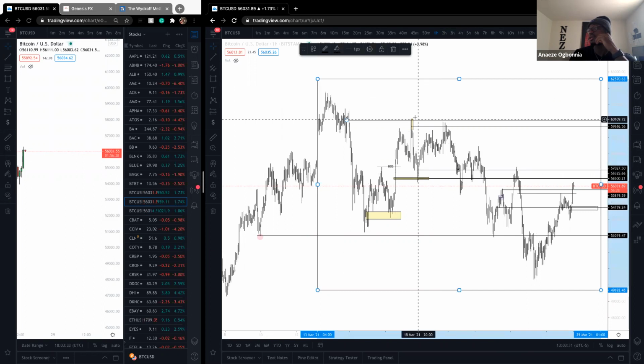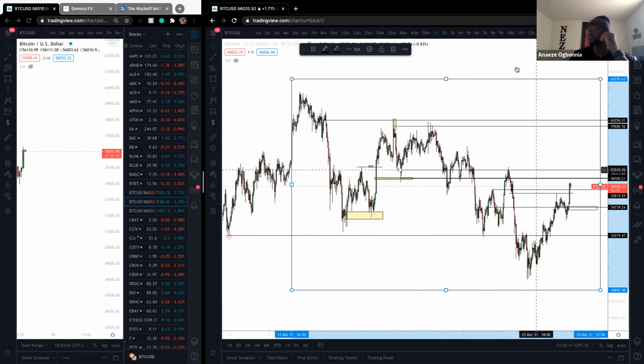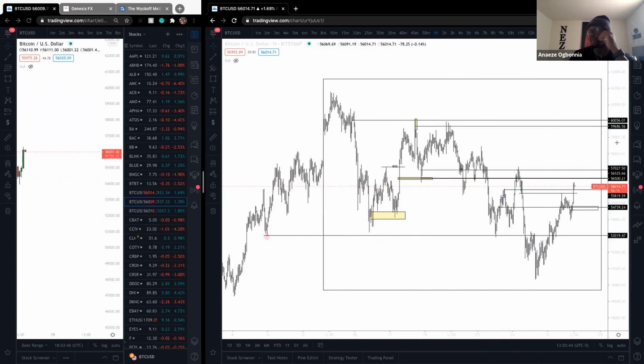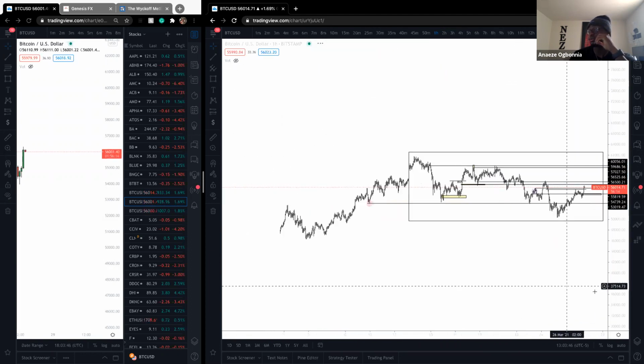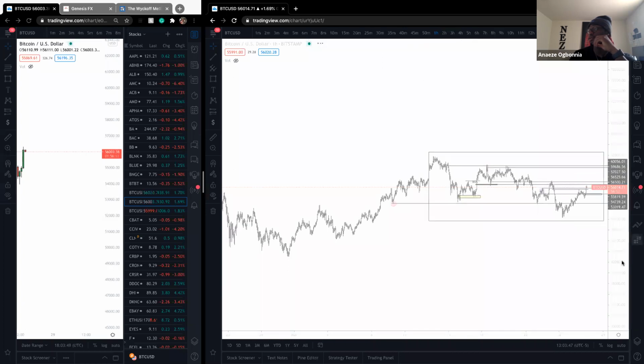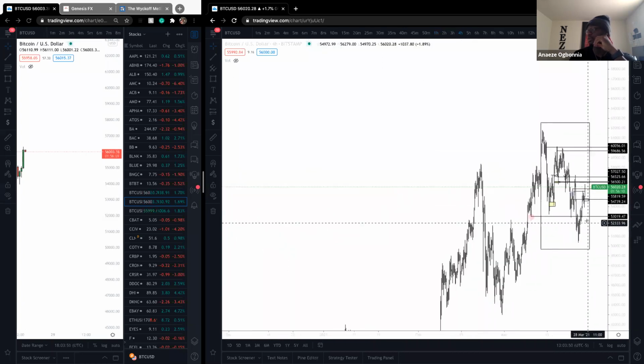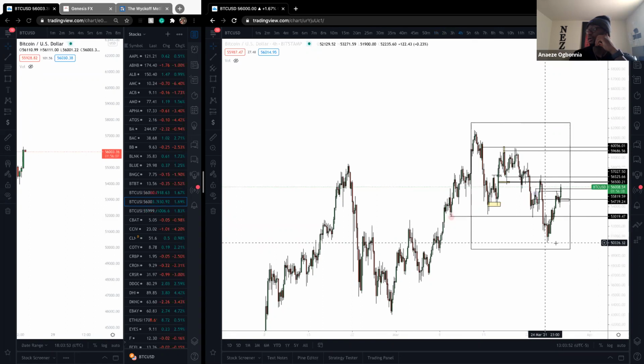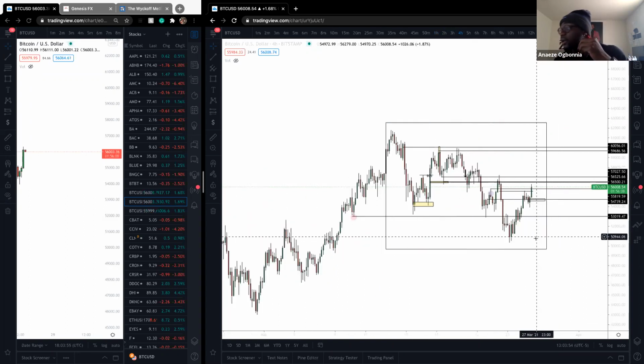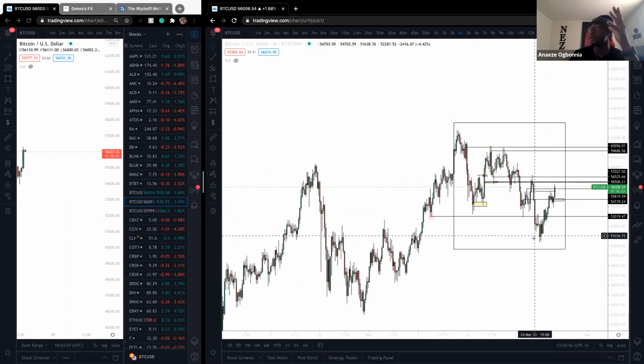But I really want to see it come above this area. If not, I want to see it come above this area, at least 58. And if it doesn't, then I'm a little wavy about it. There's still reason why Bitcoin can go a little lower than my typical anticipation, but right now I'm definitely still bullish on Bitcoin.